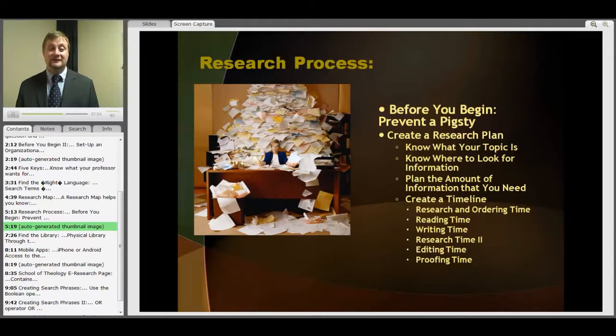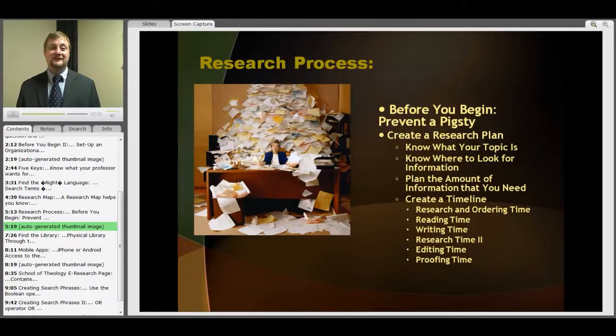You also need to budget time for writing, a second round of research because you might find that there are holes and ideas that you did not consider in your first round of research, time to edit your paper, and then time for proofreading.